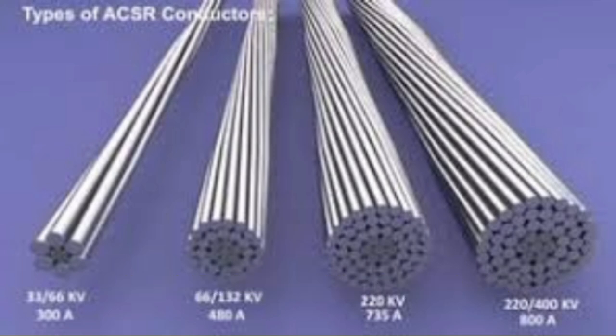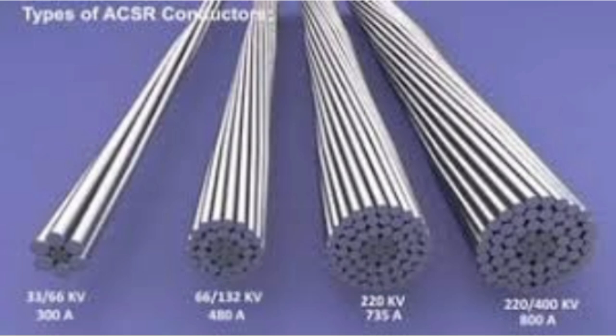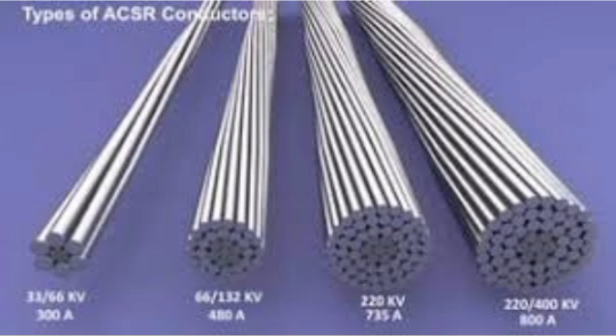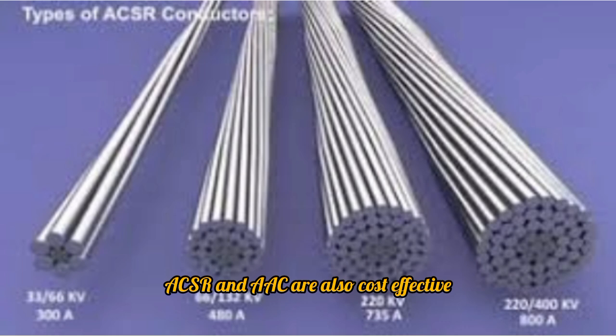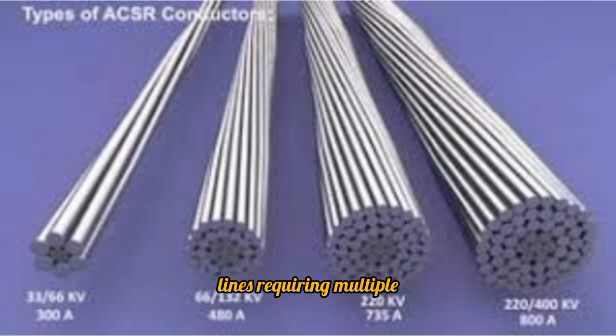ACSR conductors, and to a lesser degree AAC, are the most frequently used conductors on modern power lines. As lightweight conductors with high capacitance, ACSR and AAC are also cost-effective, making them ideal for use in high-voltage lines requiring multiple or bundled conductors.